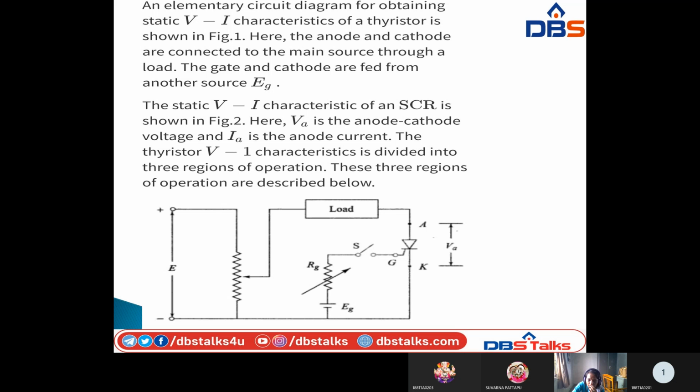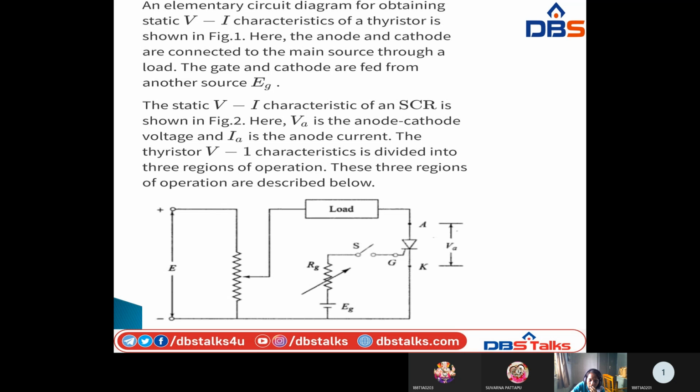Here VA is the anode cathode voltage, which we calculate by applying the voltage across anode and cathode. IA is the anode current, the current flowing in this circuit. The thyristor VI characteristics are divided into 3 regions.